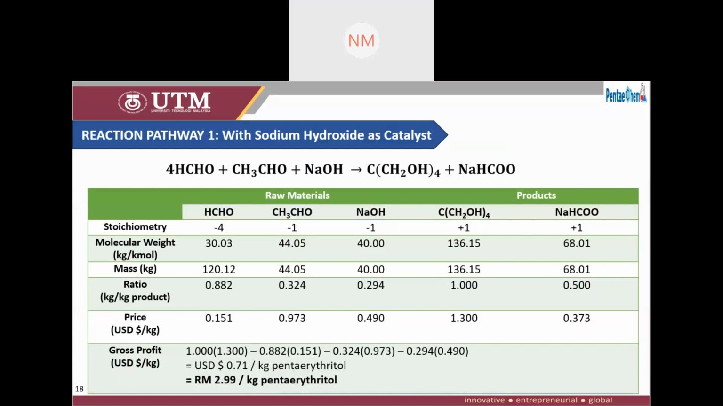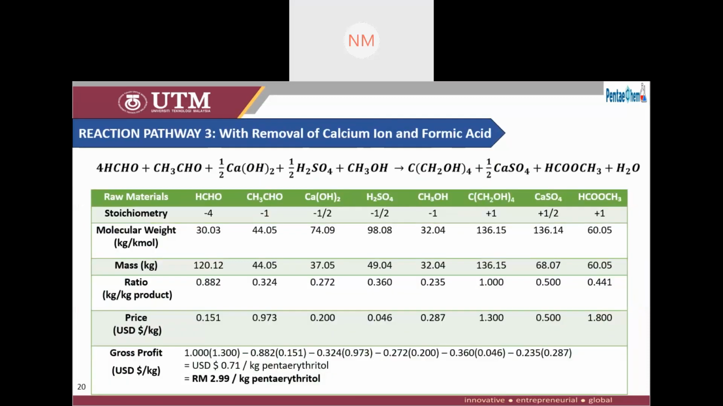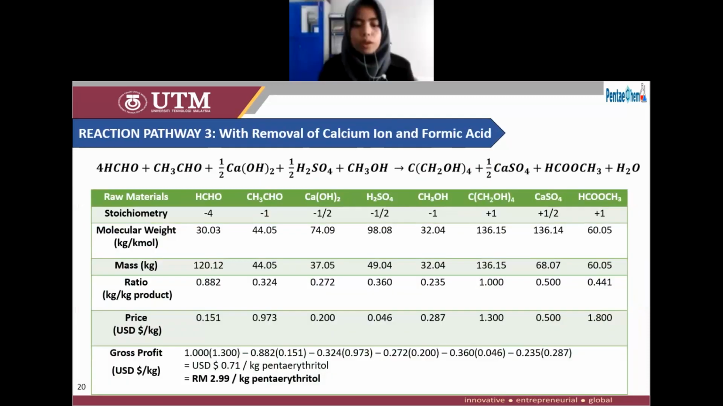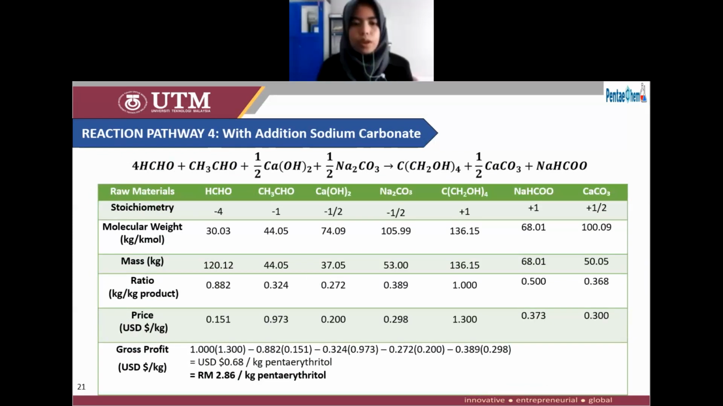The calculation is done by multiplying the mass ratio of each substance with the current price of each substance. And the gross profit for reaction 1 is ringgit Malaysia 2.99 per kg pentaerythritol. For reaction 2, the gross profit is ringgit Malaysia 3.37 per kg pentaerythritol. For reaction 3, the gross profit is ringgit Malaysia 2.99 per kg pentaerythritol. And for reaction 4, the gross profit is ringgit Malaysia 2.86 per kg pentaerythritol.